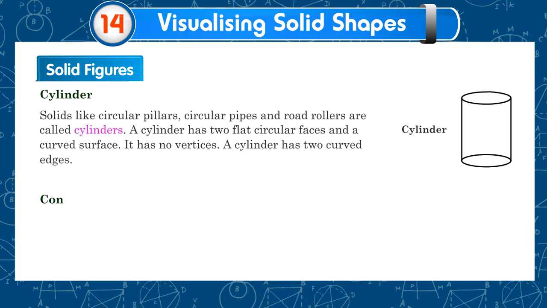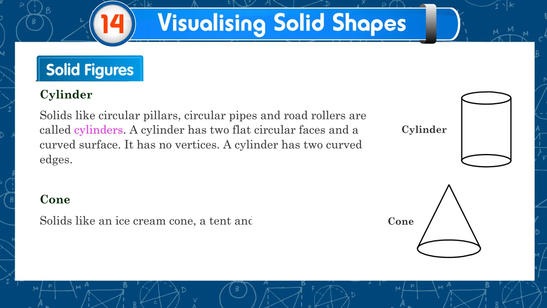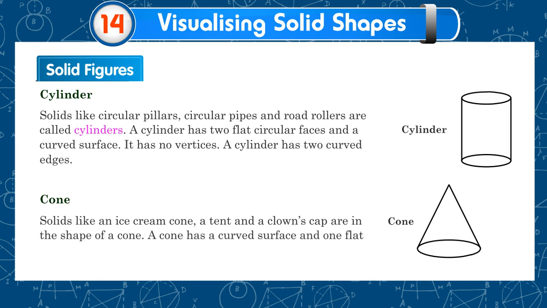Cone. Solids like an ice cream cone, a tent, and a clown's cap are in the shape of a cone. A cone has a curved surface and 1 flat circular face. A cone has 1 curved edge and 1 vertex.